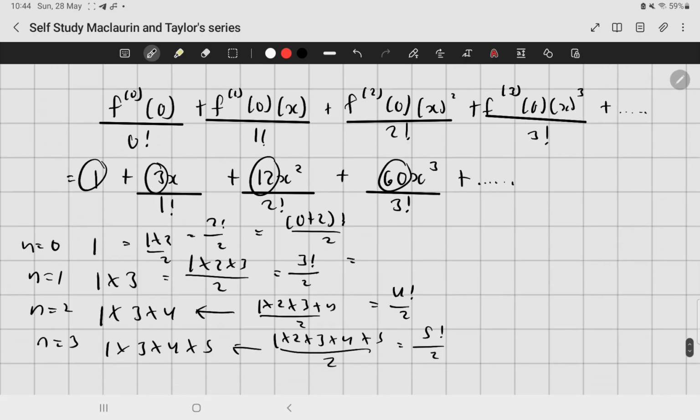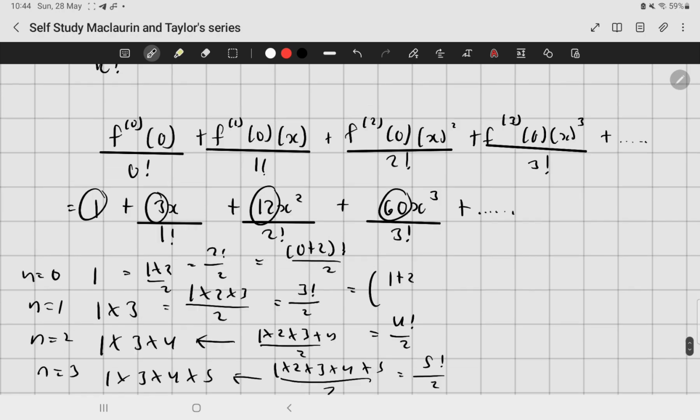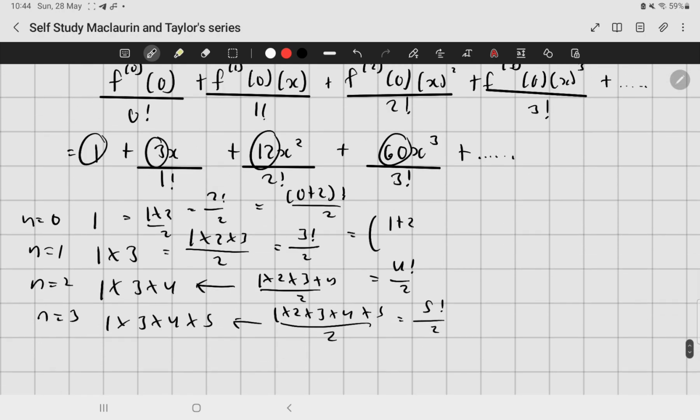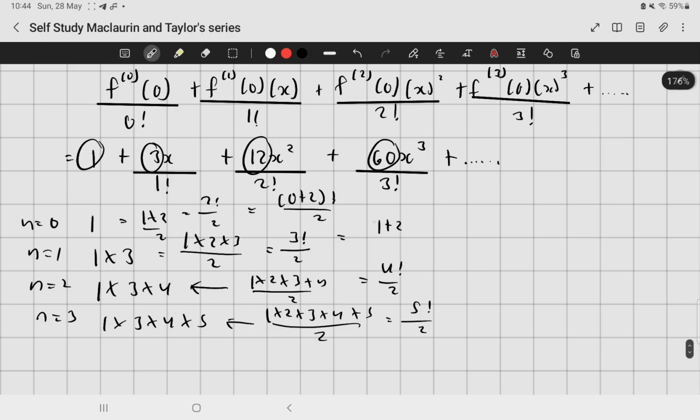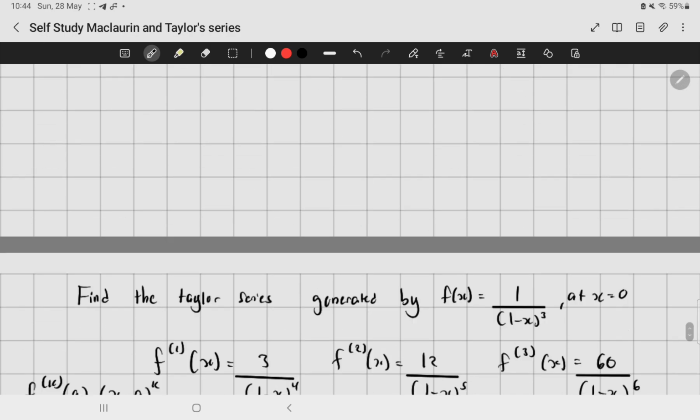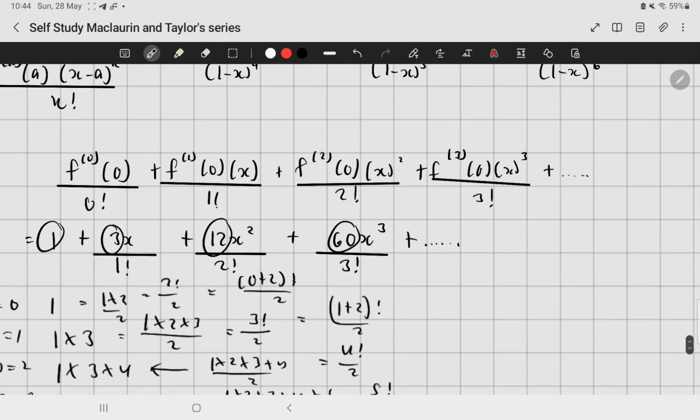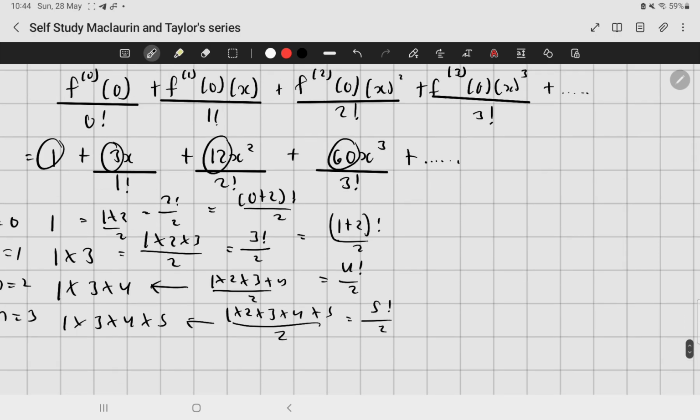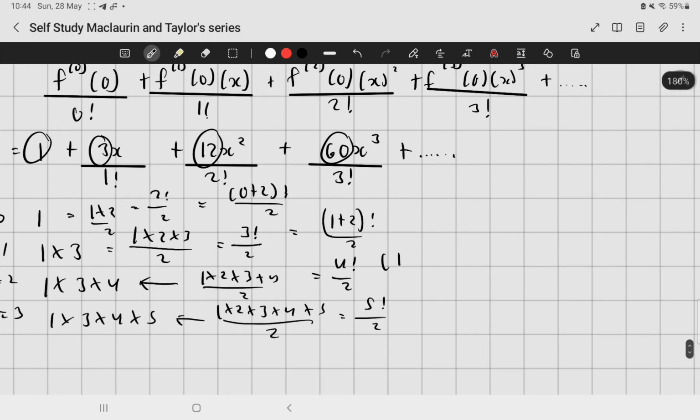And this will be 1 plus 2. Sorry, my bracket's a bit big. 1 plus 2 factorial over 2. Okay, and then here will be, sorry, not 1, 2 plus 2 factorial over 2. This will be 2 plus 3 factorial over 2.